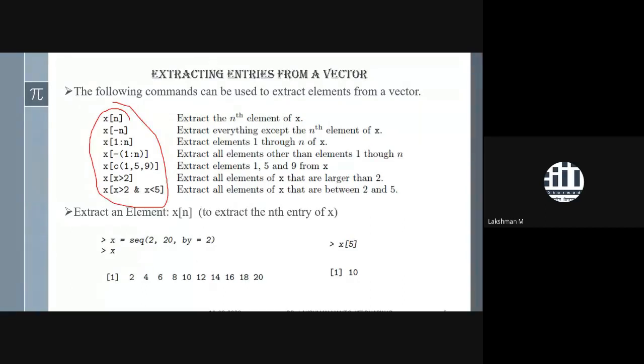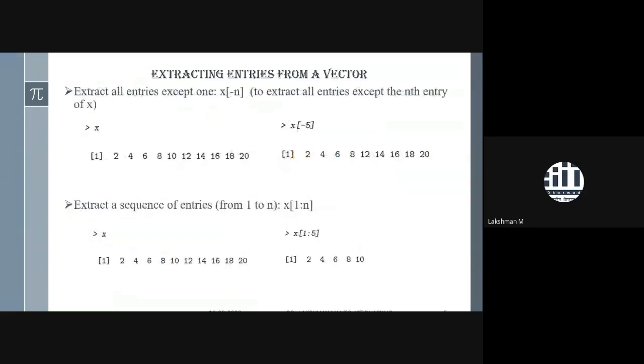Likewise, you create a vector x using a sequence starting from 2 to 20 with common difference 2, and you get this kind of vector: 2, 4, 6, 8, 10, 12, 14, 16, 18, 20. Now, suppose you want to extract the entry at the fifth position. Just put x[5]. It will give the entry at the fifth position, which is 10. These are very simple commands.